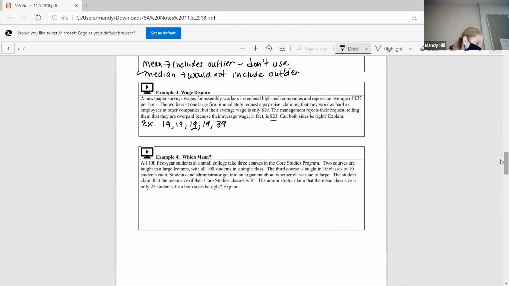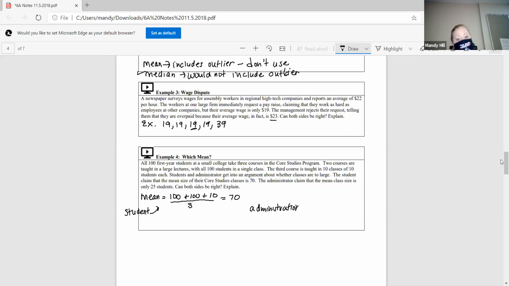So here's what the students are saying: when I go to class, one of my classes has 100 students in it, another class has 100 students, and then my third class only has 10 students, and that's 3 classes. So if you do all that, then I've got an average of 70 people in my classes. This is the student. The administration is saying, hey, wait a minute.